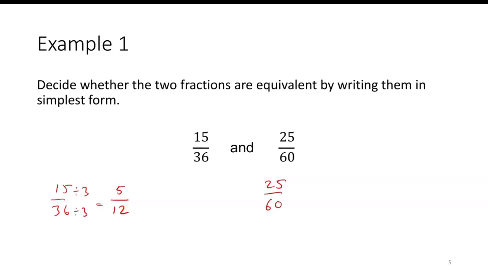25 over 60, those are both divisible by 5. 25 divided by 5 is 5. 60 divided by 5 is 12. And we see that we have the same fraction for both, so these are equivalent.